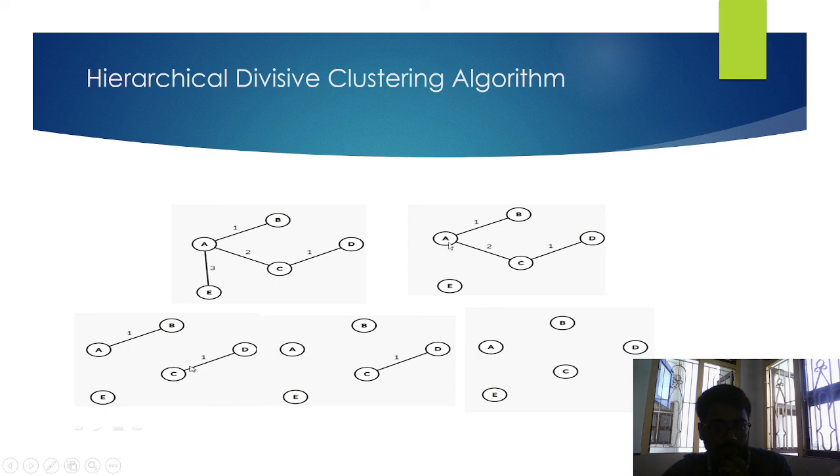So now the two clusters are A, B, C, D and E. Next we have to break AC, which has value 2, and we get three clusters. Now we can break either AB or CD. We are going to break AB. After breaking AB, we have four clusters: A, B, CD, and E. CD is not a single cluster, so we have to break CD also. So this is the breakdown.